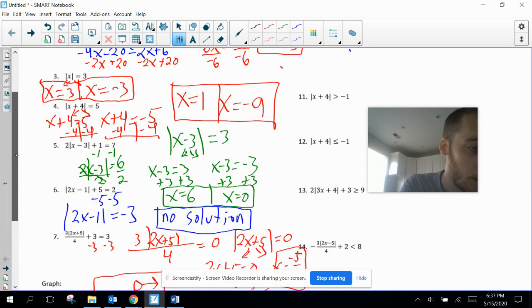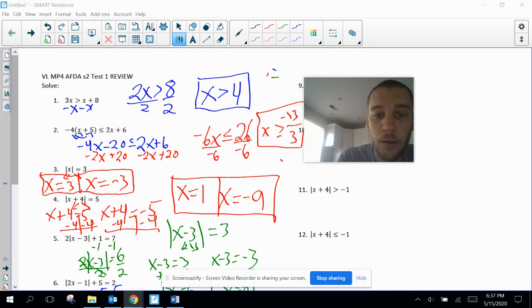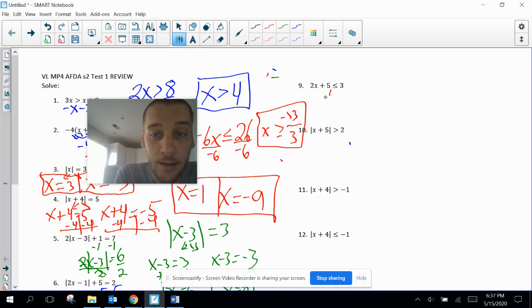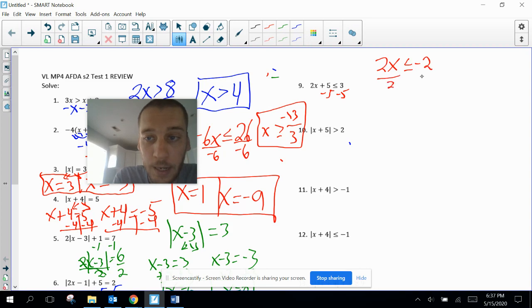All right, we're going to try to get the x by itself. So subtract 5 on both sides. We've got 2x is less than or equal to -2. Divide both sides by 2, and we have x is less than or equal to -1. Less than or equal to means I'm going to have a solid dot. So I put my number, I put 0. It's going to be a solid dot because it's "or equal to."